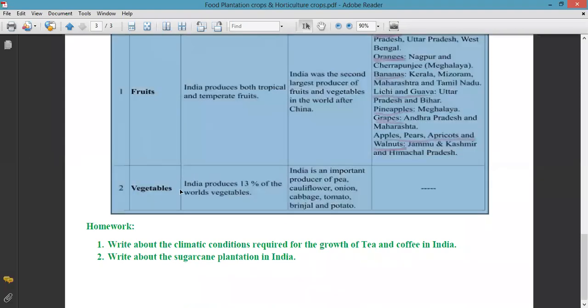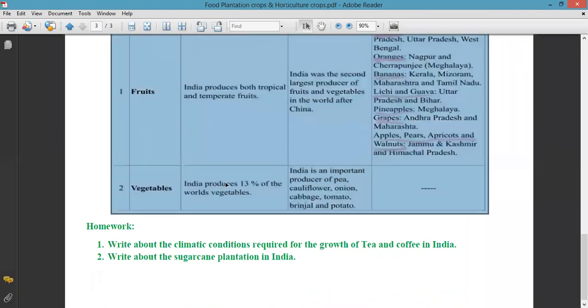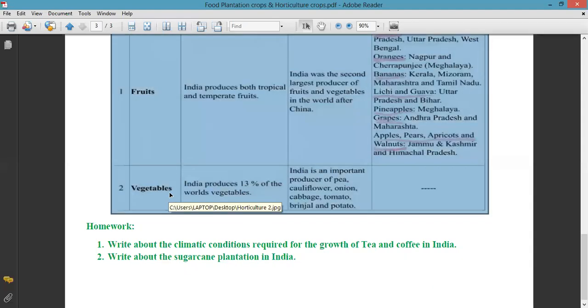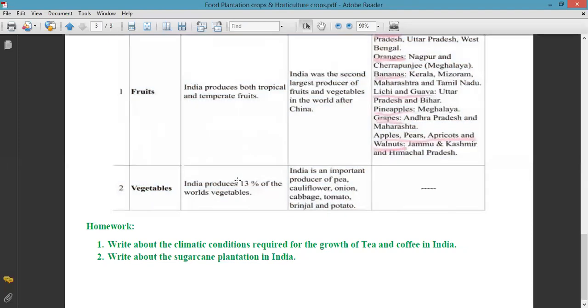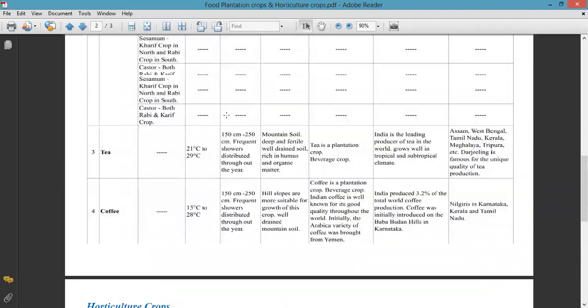India produces, we can be proud in the production of vegetables. Why? Let us see. India produces 13% of world vegetables. India is an important producer of pea, cauliflower, onion, cabbage, tomato, brinjal, potato. See, in the whole world, India is the largest producer of vegetables. It's a current affair, but it is not listed here as a point because it is not present in your textbook. We are producing more vegetables than other countries. We produce 13% of world's vegetables. This is about vegetables.